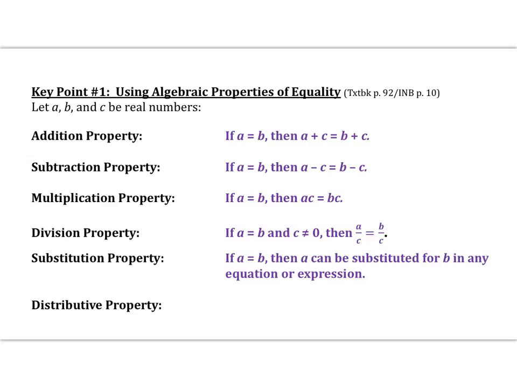Then our substitution property: if A equals B, then A can be substituted for B in any equation or expression. And finally, we have our distributive property: A times (B plus C) equals AB plus AC, where A, B, and C are real numbers. These are the properties that we'll be using in our algebraic proofs.